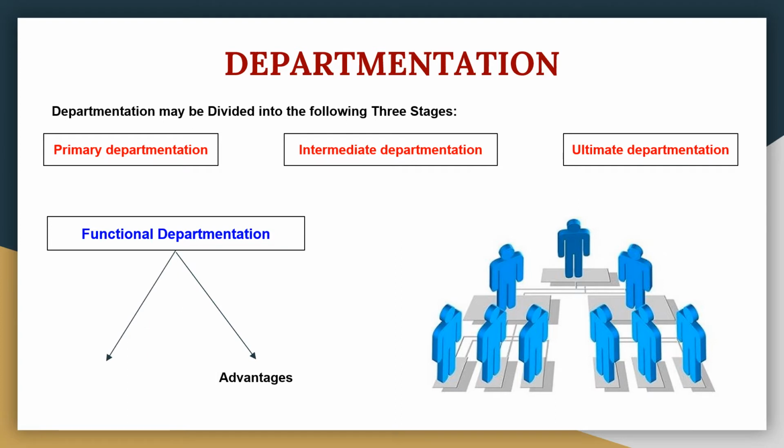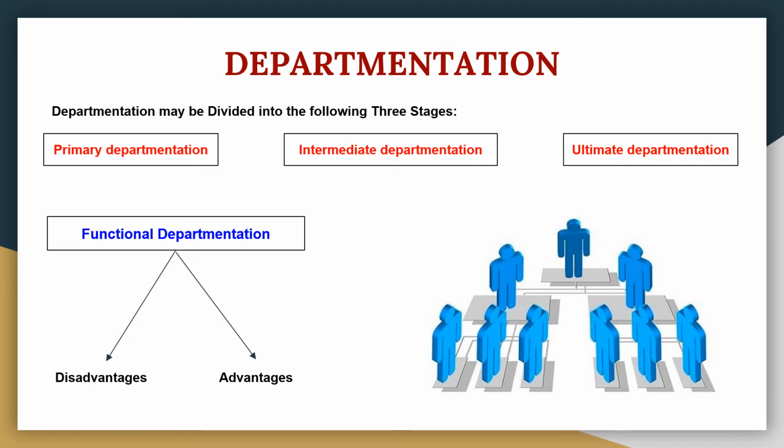Now, if we look at the advantages, functional departmentation is the most logical and simple form of departmentation. It makes efficient use of specialized resources and skills. The disadvantages, on the other hand, are that it is often found to be inadequate to meet the growing needs of business, particularly as the organization expands and diversifies its activities.